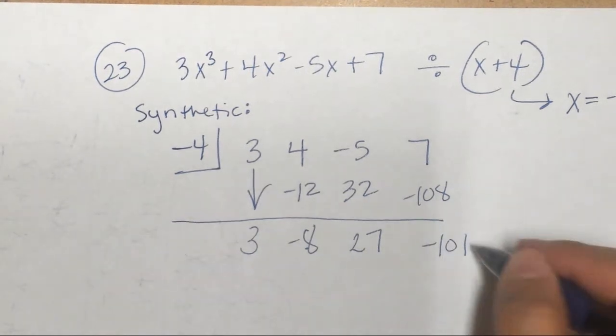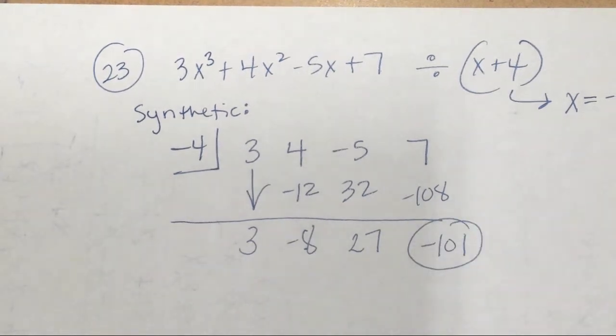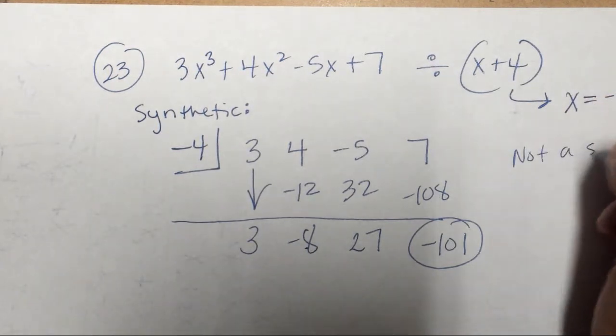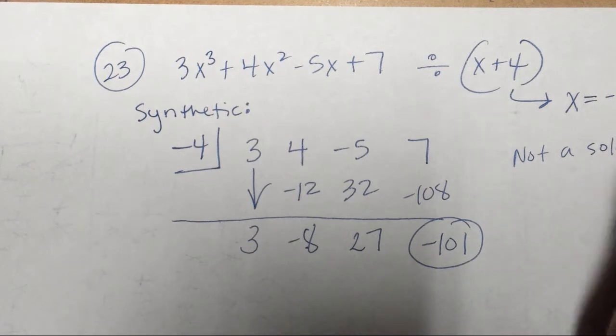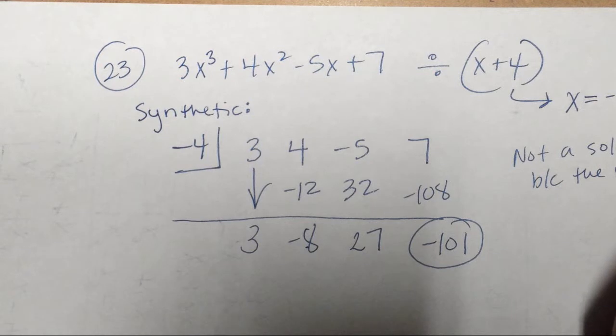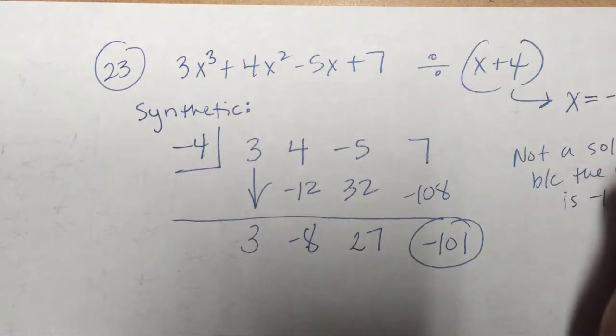So this right here, that is not a solution, right? It did not give me 0, so there is a remainder. So negative 4 is not a solution. They want to know what is the remainder. The remainder, so not a solution, because the remainder is negative 101.